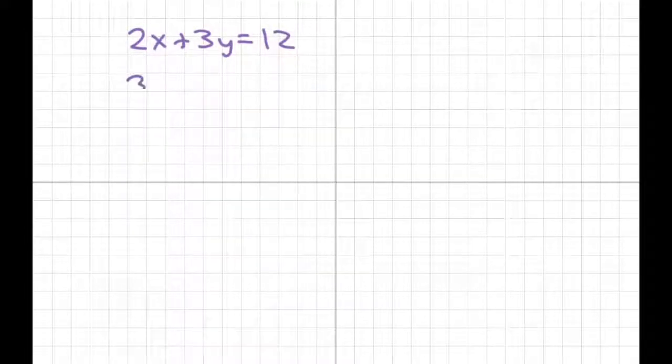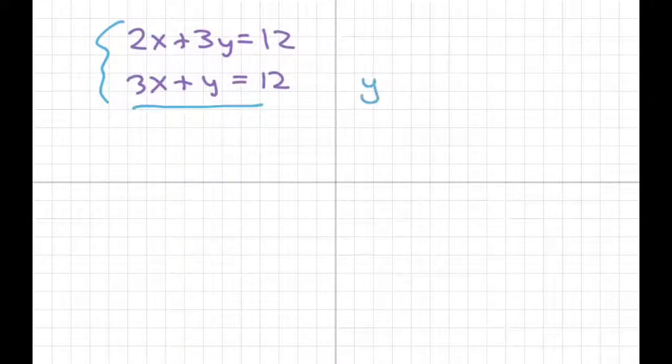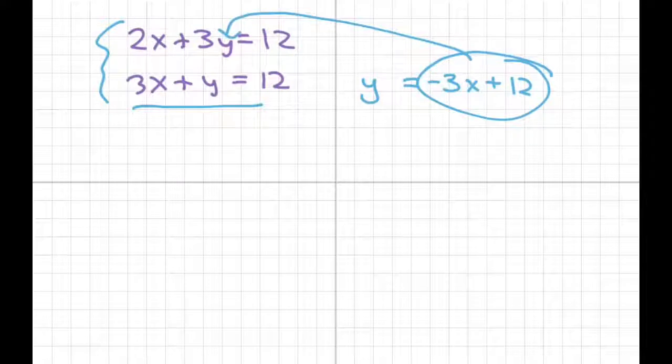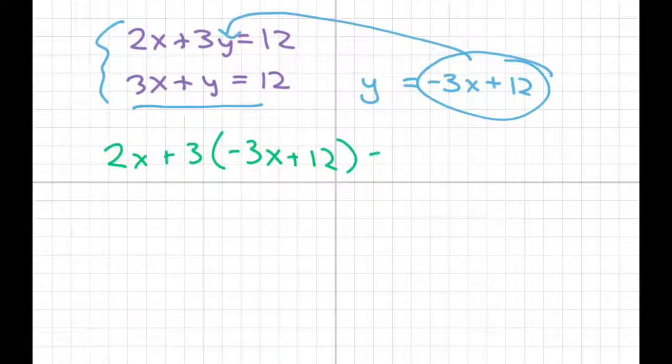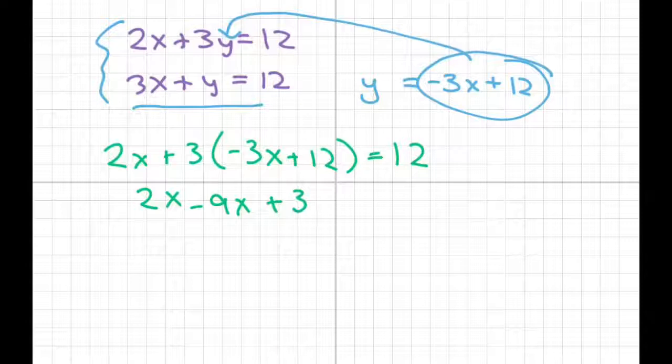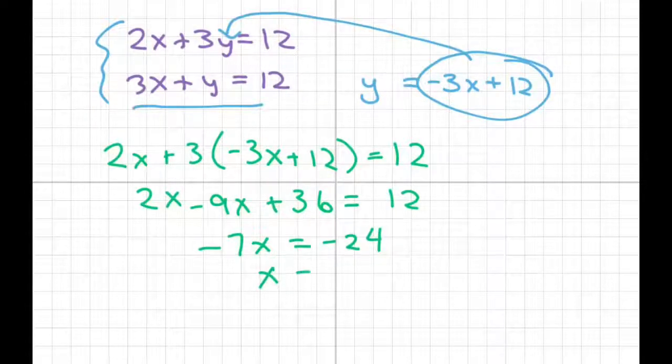So basically you're going to have 2x plus 3y equals 12. And we also have 3x plus y equals 12. We'll just solve that system. I'm going to go ahead and rewrite this one to be y equals negative 3x plus 12, and plug it in to my y here using substitution. So you get 2x plus 3 times (negative 3x plus 12) equals 12. And that gives you 2x minus 9x plus 36 equals 12. And simplifying further, you get negative 7x equals negative 24. So x equals 24 over 7.